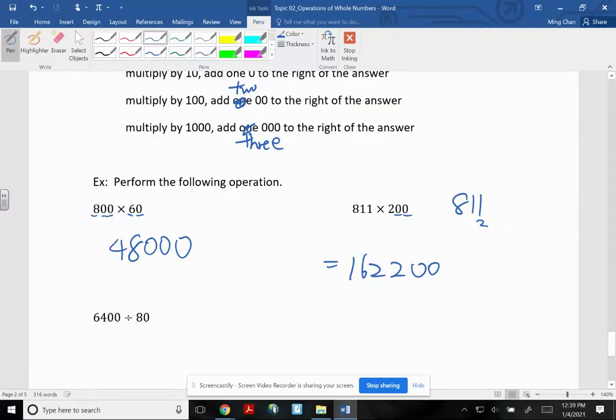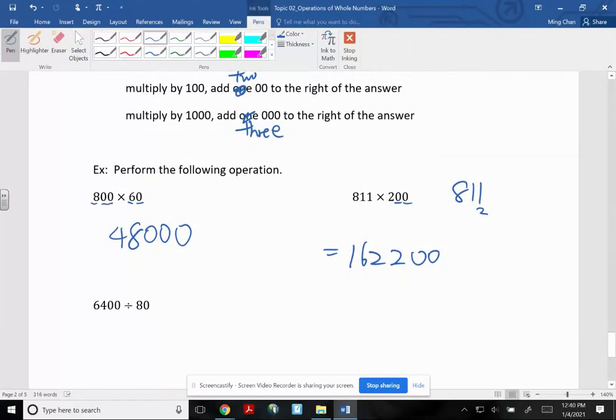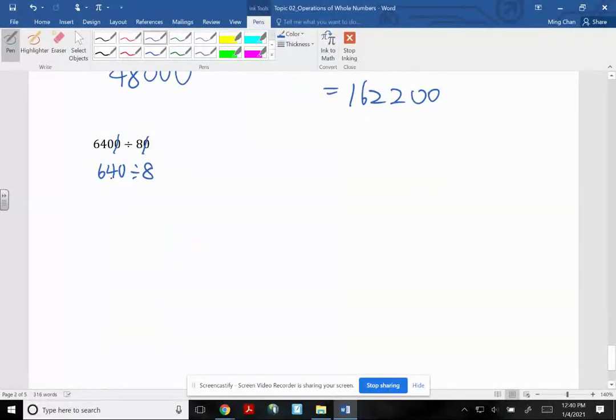Now dividing is the opposite. Rather than adding zeros, we can take away zeros. The way we take away zeros is to cancel them out one by one. So 80 only had 1 zero. 6400 had 2 zeros, so 1 canceled out with 1. So this problem now becomes 640 divided by 8. We know just by looking at it, 8 can go into 64 8 times. I've got 1 zero remaining. So my answer is 80.